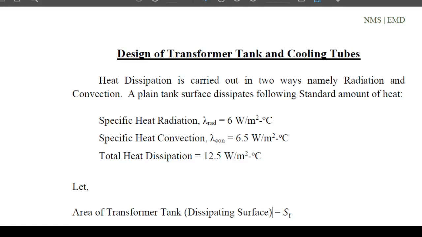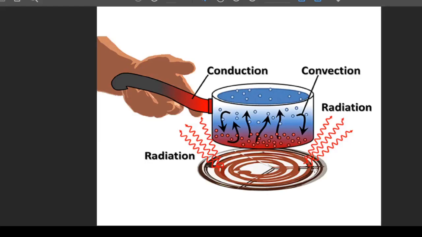So before going to that, a quick revision of what is convection and radiation. A quite simple example from your science, where you can see the three forms of heat transfer: conduction, convection, and radiation. In conduction, when you hold this, you will be getting the heat. That means the heat is getting transferred by direct contact. So this is called conduction.